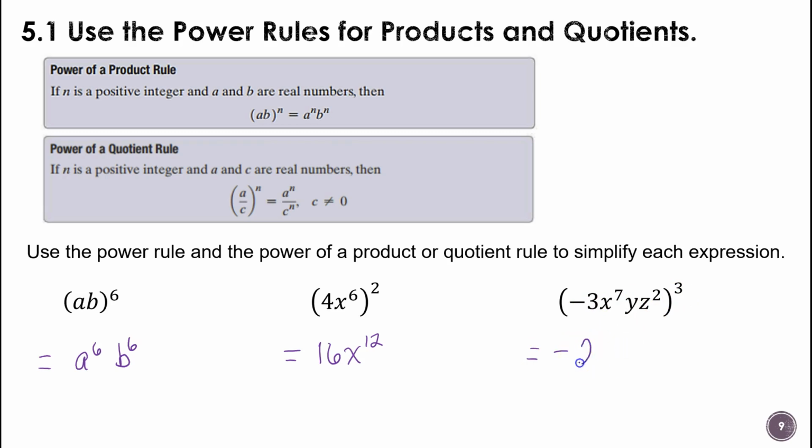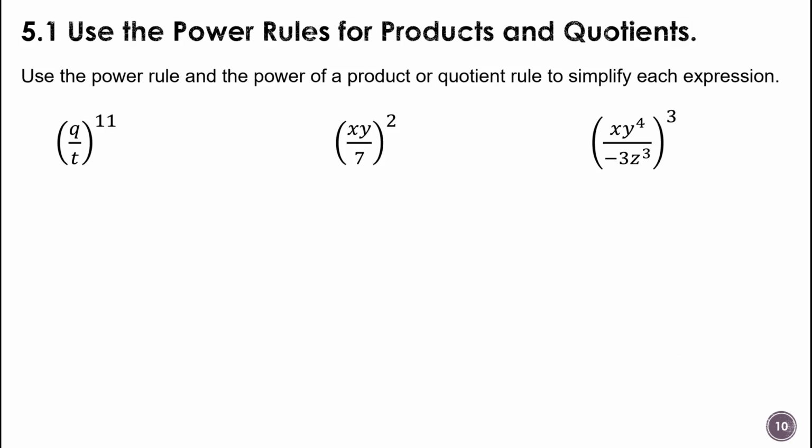Notice there's really not a lot of work to show on these. You can just go ahead and write them this way. X to the 7th to the 3rd would be x to the 21st, y to the 3rd, because the exponent is 1, and z to the 6th. And that is simplified.